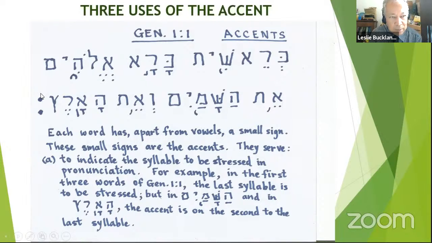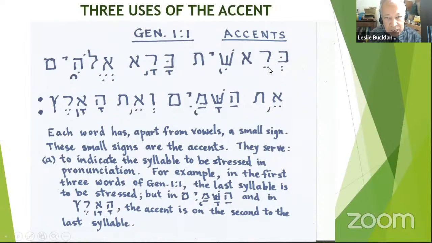And these two diamond-shaped objects are also an accent mark. It is like our full stop or period in English. It indicates that this is the end of the verse in the Hebrew. So these two diamond-shaped objects, one above the other, are like our period or full stop in punctuation.